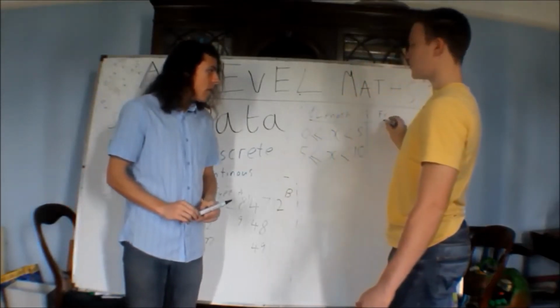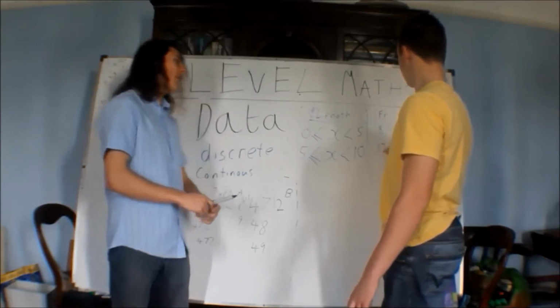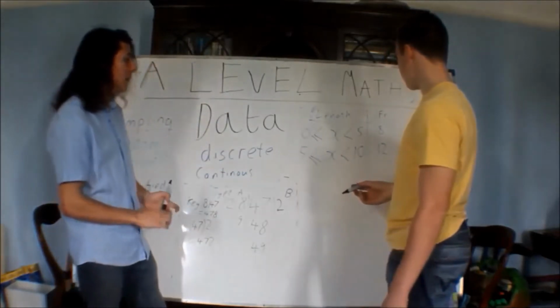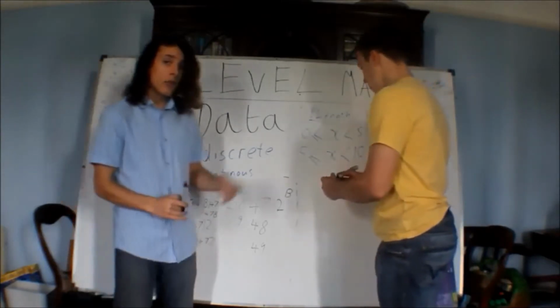So what numbers have you said for frequency? I think I said 8 and 12. But these are completely made up, they're just numbers. It would go on more, and then you could draw a graph of that.